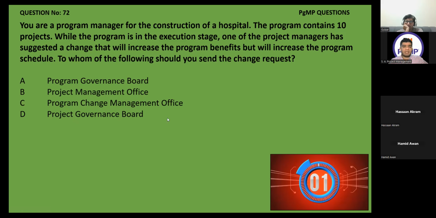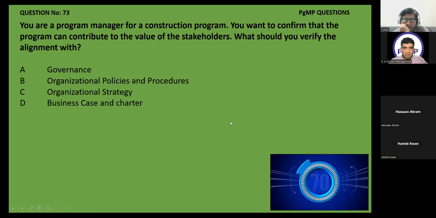Whenever anything is affected at the program level, it has to be approved and considered with the program governance board, or another word is program steering committee. So in the options you can get either program governance board or program steering committee. Okay, that's an easy question.